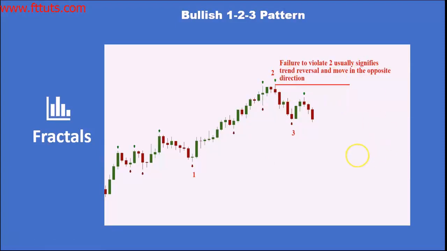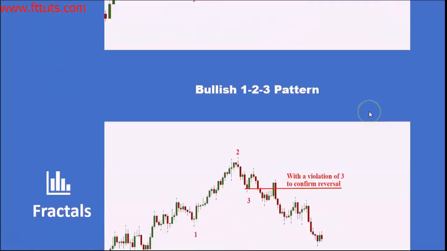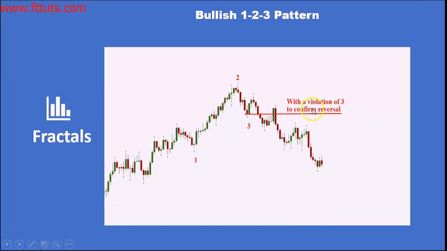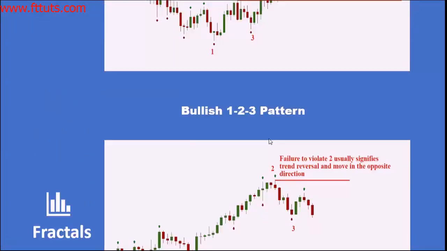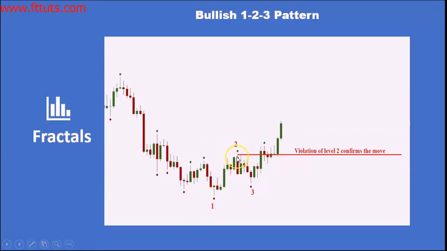And failure to violate 2 usually signifies trend reversal and a move in the opposite direction or ranging. So with a violation of 3 to confirm the reversal, you have 1, 2, 3 confirms the reversal move. All right, so let's go back up here. So 1, 2, 3 with a violation of 2 confirms the continuation move.